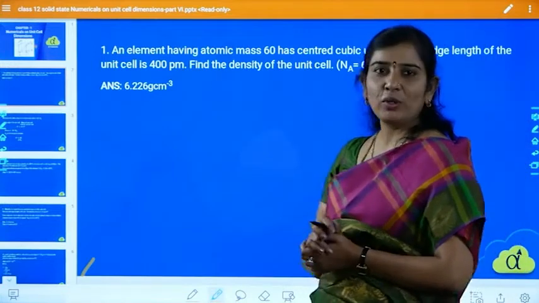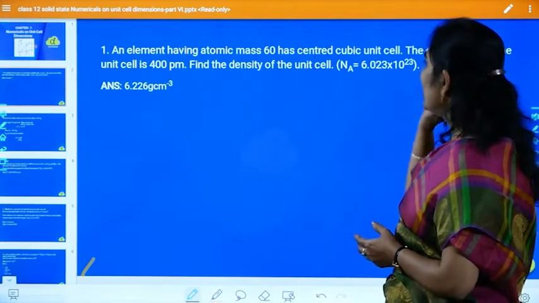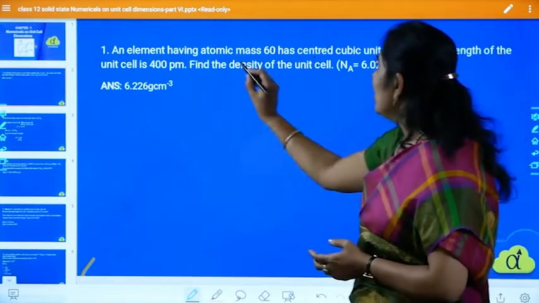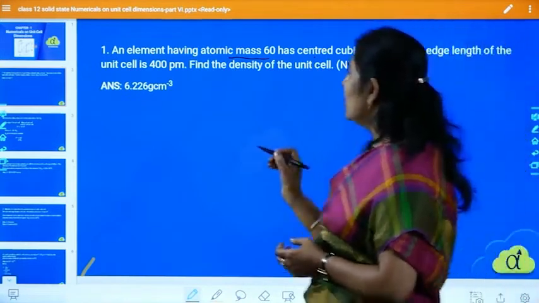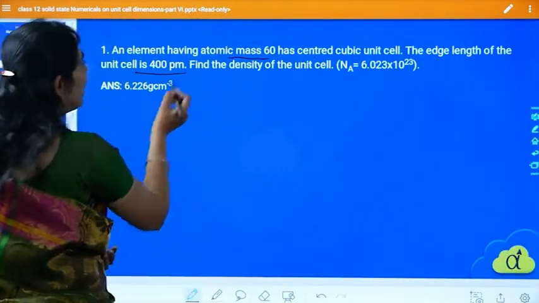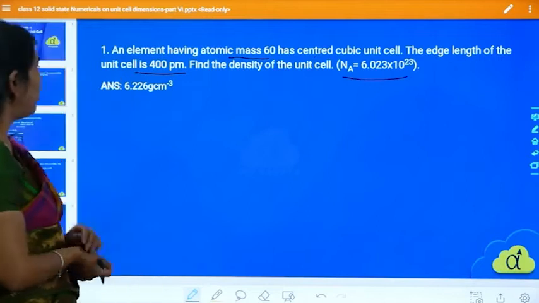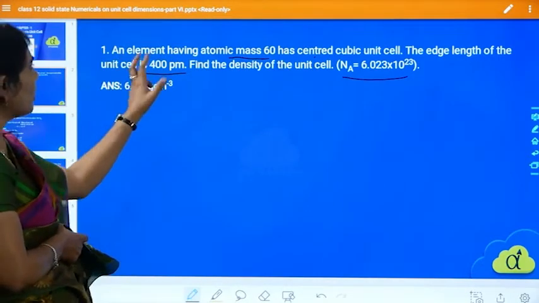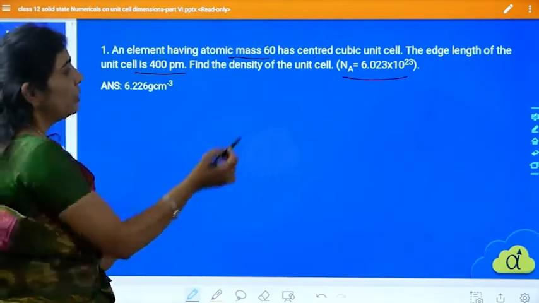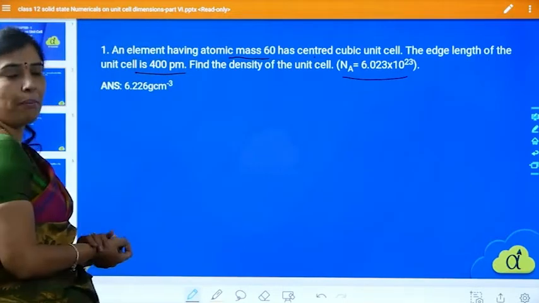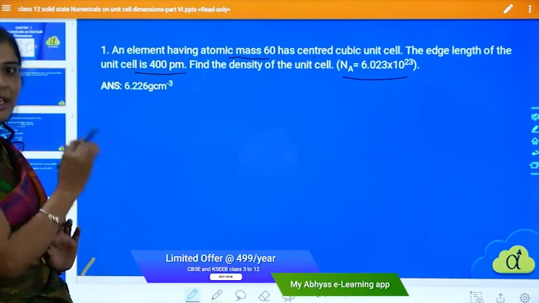Now the first numerical, please look here. The numerical given is: centered cubic unit cell, in that atomic mass is 60. So an element having atomic mass 60, and the edge length of the cell is 400 picometer. Avogadro number is given as 6.023 into 10 power 23. The question is: an element having atomic mass 60 has a centered cubic unit cell. The edge length of the unit cell is 400 picometer. Find the density of the unit cell. This is the straight question.